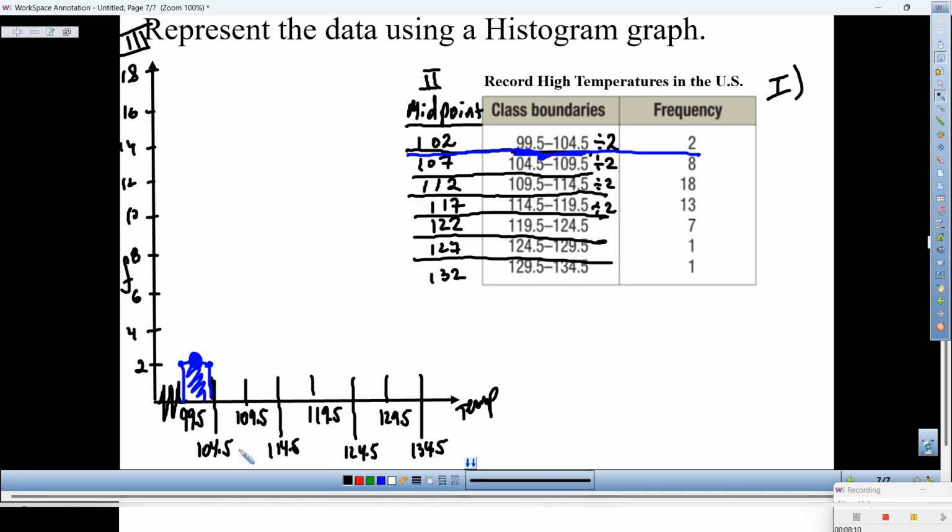All right, let's do the next one. Look up. So underline the next boundaries and the frequency. So 104.5, 109.5, all the way to what? 8. 104.5 to 8. 109.5 to 8. The midpoint goes between the two. Connect them. Close it. Shade it.